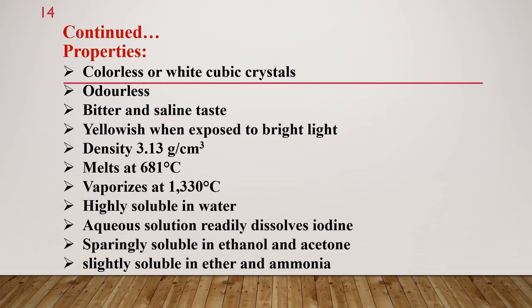Potassium iodide is sparingly soluble in ethanol and acetone, and slightly soluble in ether and ammonia. About 2 grams of potassium iodide is soluble in 100 ml of ethanol at 25 degrees Celsius.